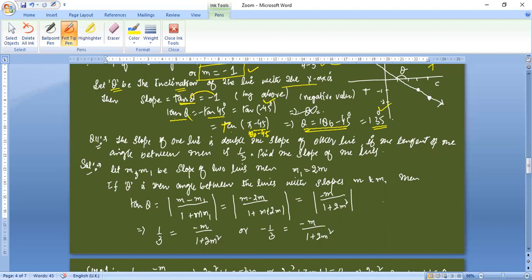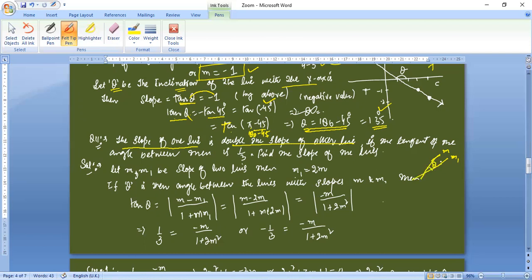One more question is: the slope of one line is double the slope of another line. We have two lines, right? If slope of one line is m and slope of another line is m1, say, right? And slope of one line is double, दुगना है दूसरे line से, right? If the tangent of the angle between them is, and they intersect at some point, right?